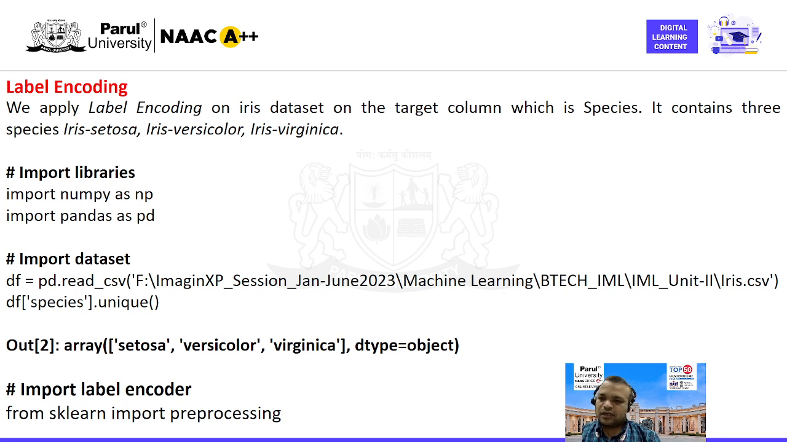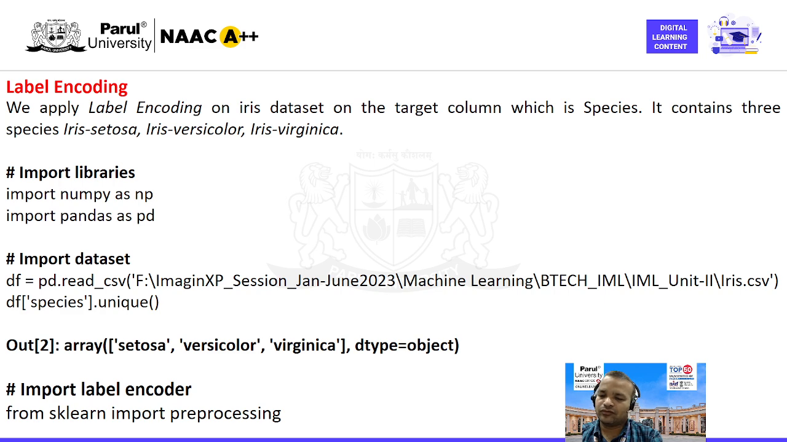Firstly, import the libraries. Here we import pandas as well as NumPy: import numpy as np, import pandas as pd. After that, import the dataset. We use the iris dataset, so give the path of your iris dataset: df = pd.read_csv, with the path under the F drive, in the folder machine learning, then IML unit number 2, then iris.csv. This is the path where we stored the data set. Then for df we want to work on species, the target column, so df['species'].unique() identifies the unique values: setosa, versicolor, virginica.